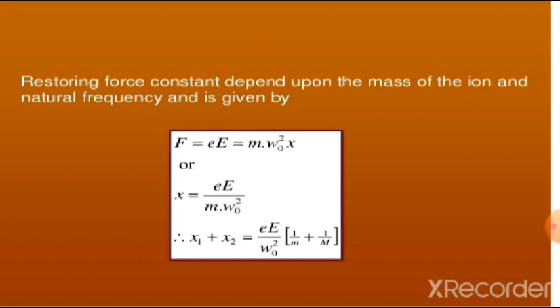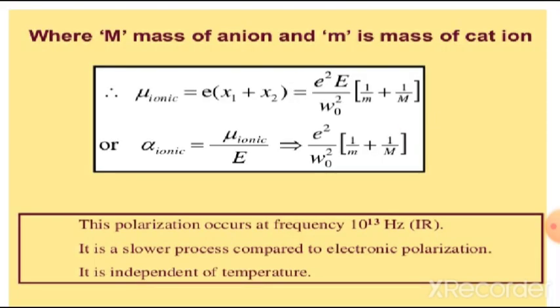Since x1 plus x2 is equal to eE by omega naught squared times (1 by small m plus 1 by capital M), where small m is the mass of the anion and capital M is the mass of the cation. Finally, we get mu ionic equals e times (x1 plus x2), which is e squared E by omega naught squared times (1 by m plus 1 by M). Or alpha ionic equals mu ionic by E, which is e squared by omega naught squared times (1 by small m plus 1 by capital M).